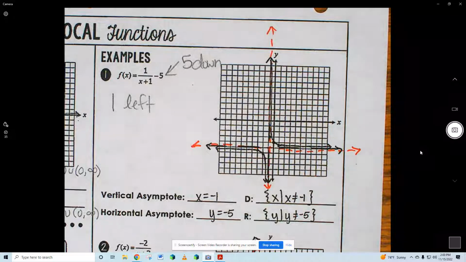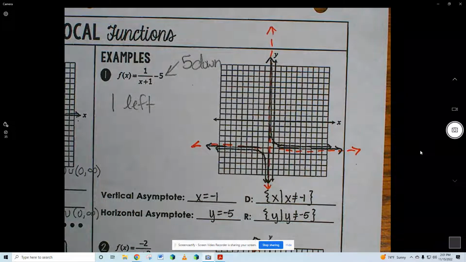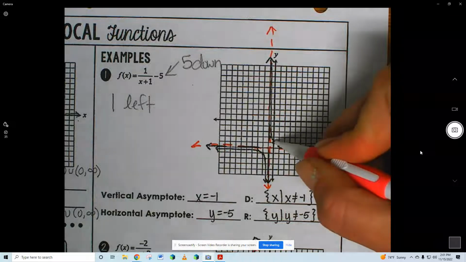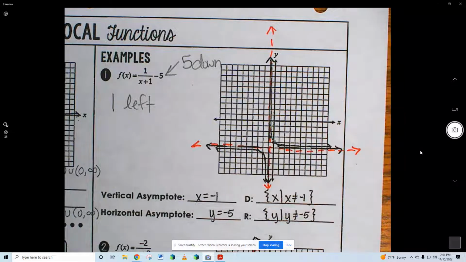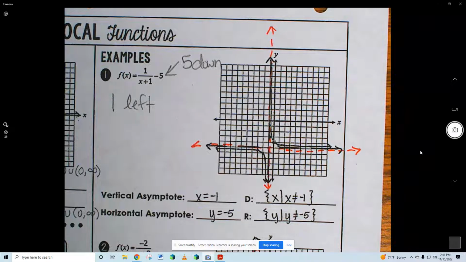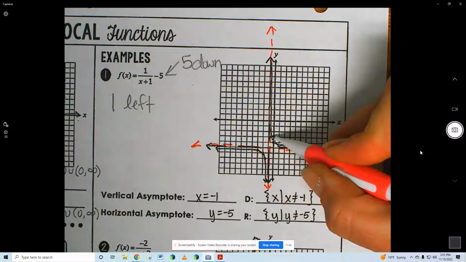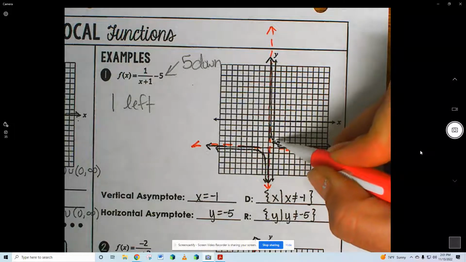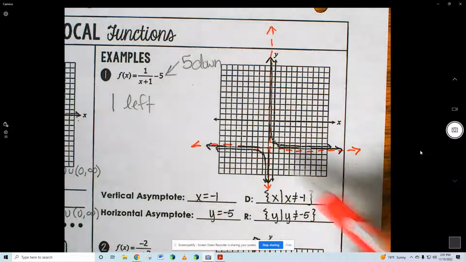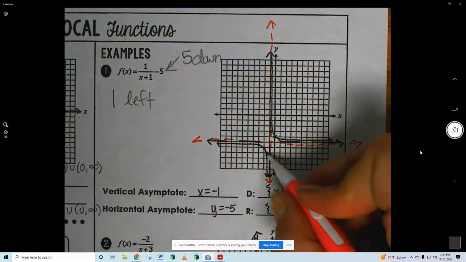Okay, I've got an ordered pair here at 0, 1, 1 comma basically like a half, -1 comma negative half, comma 2, something. And then I have one here.